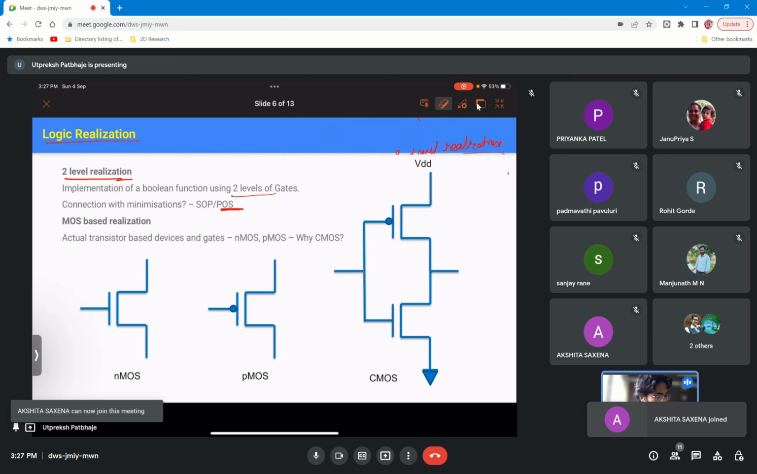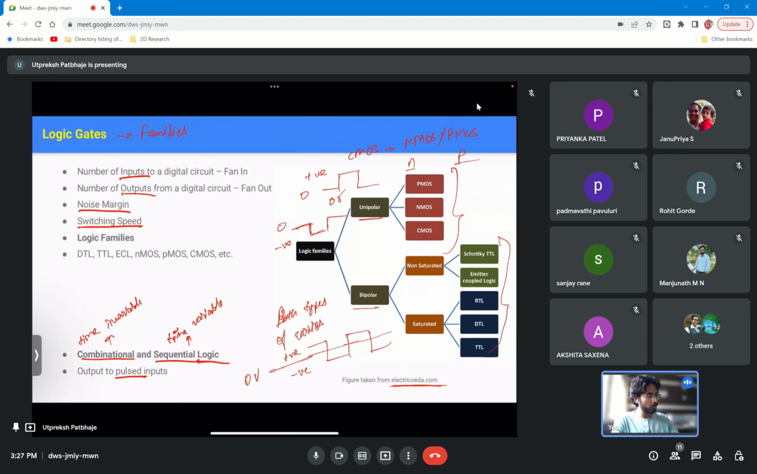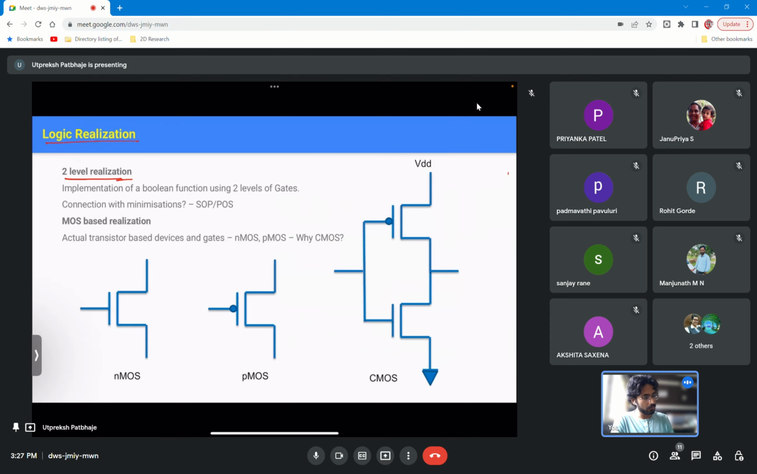Okay, so this was two-level realization. Now I will be discussing only one of the families in particular. As we have seen in our previous slide, there are numerous families, A, B, and if we number them, there will be n families available to choose from. But the most popular ones these days are MOS-based families, which we have seen in the classification of unipolar.